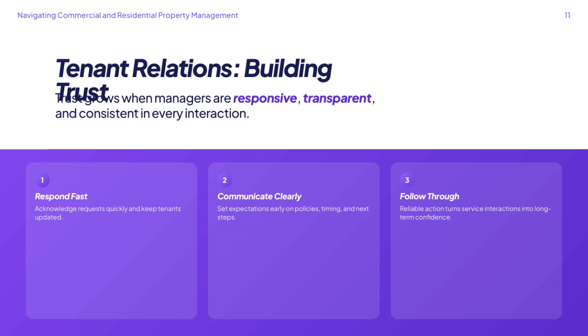Next, communicate clearly. Setting expectations early on, whether about policies, timing, or next steps, helps avoid confusion and fosters a sense of reliability. Finally, follow through. Taking reliable action on promises not only solves immediate issues, but also turns everyday service interactions into long-term confidence and trust. These steps are essential, whether you're navigating commercial or residential property management.